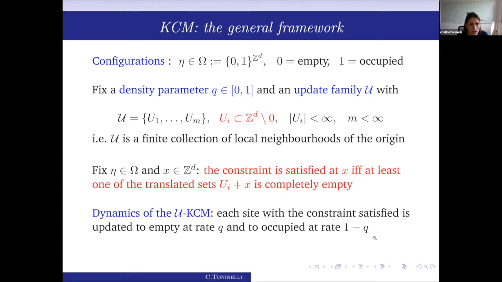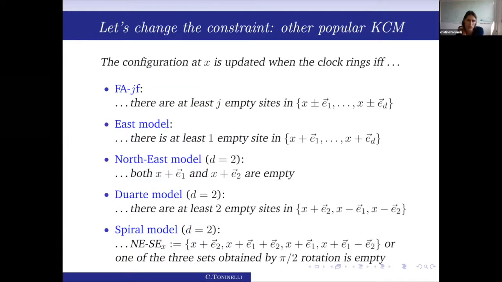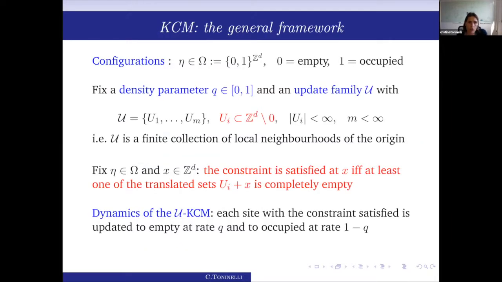So after giving you the general definition. What is the general class of models in which we are interested? What is a KCM in general? How does the constraint have to be in order for a model to enter in the class of the models which we call like that, and which we will be able to deal with?